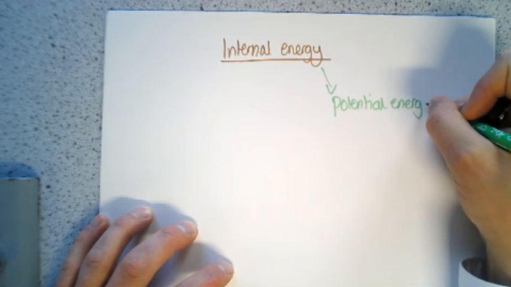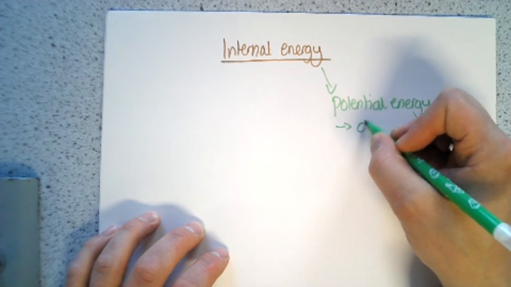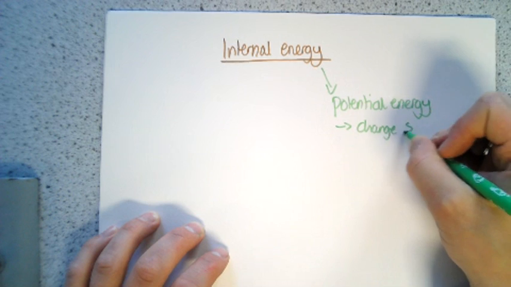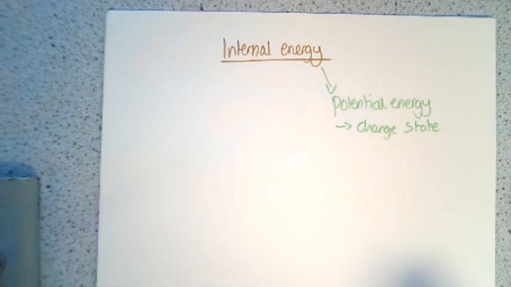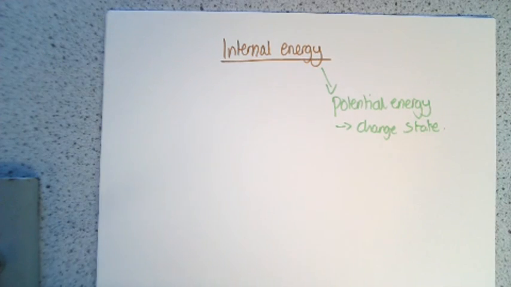So internal energy is the sum of all the energy in the particles. Potential energy is what is used to change state. So to change from solid to liquid to a gas, the potential energy will increase. And I'll explain this with the diagram in a moment.